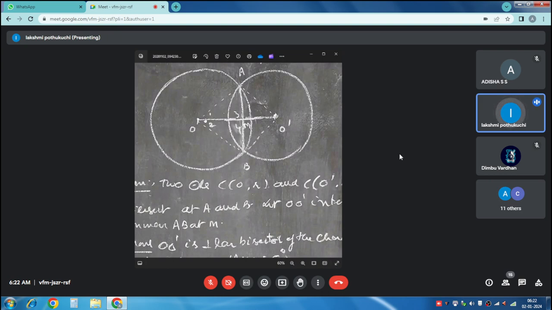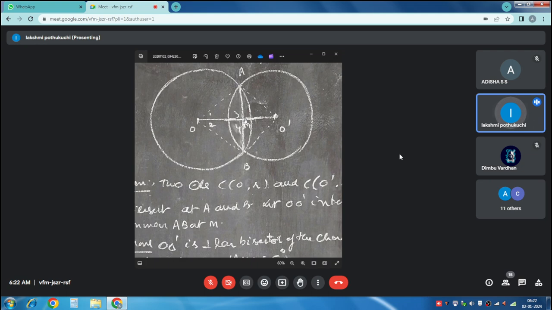Now consider triangles AOM and BOM. What is M? M is the point of intersection of the common chord AB and the line segment joining the centers of two circles. Now in triangles AOM and BOM, AO is equal to BO, radii of the first circle. Angle 1 is equal to angle 2, proved above. OM is common. Therefore, by SAS property, these two triangles are congruent. By CPCT, angle 3 is equal to angle 4, and AM is equal to BM.